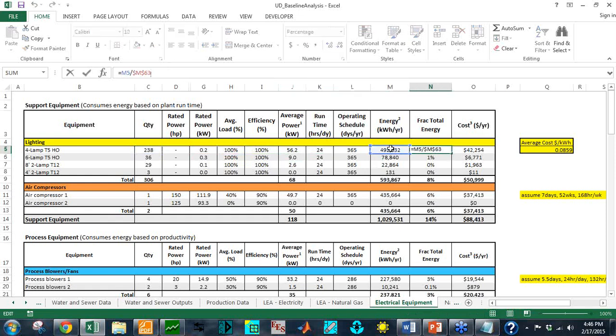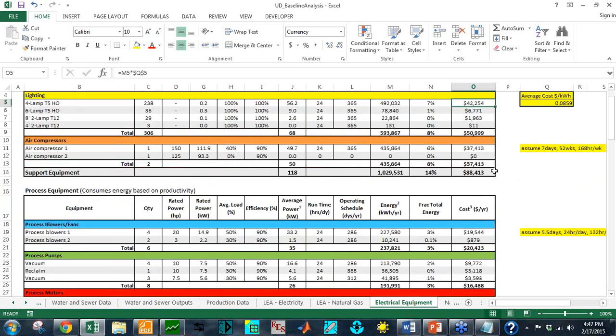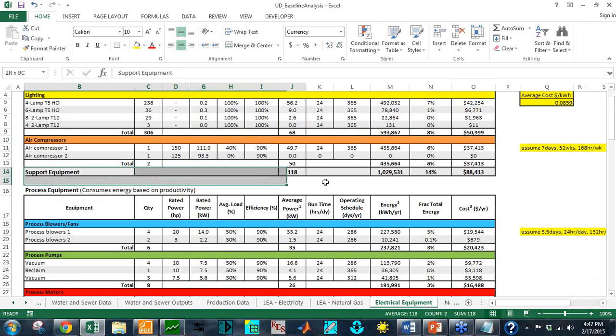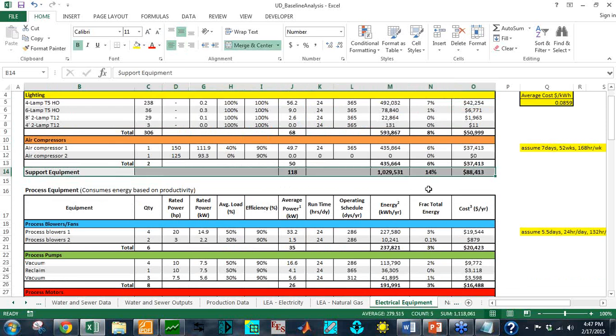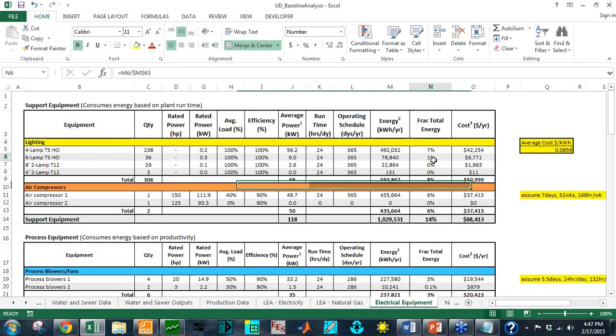Then this fraction is just the ratio of this energy usage over the total energy usage. And then with the cost that you saw before, the 8.6 cents per kWh, we calculate estimated cost per year. Again, I mentioned this isn't really an exact science. This is just to try to give us an idea. So we would see that support equipment in this case was 14% of their total energy use. Does that help?